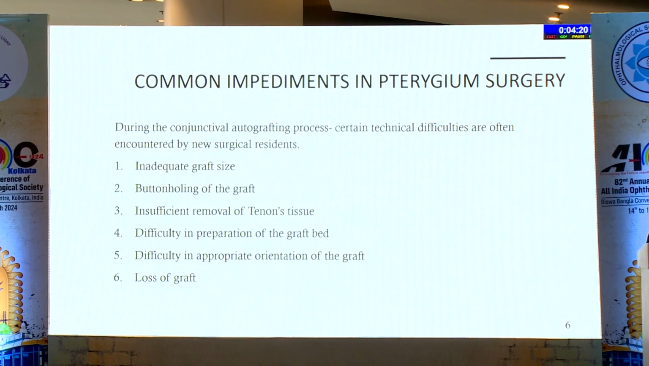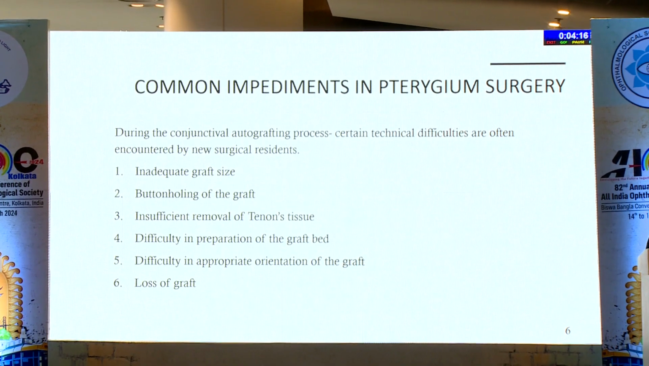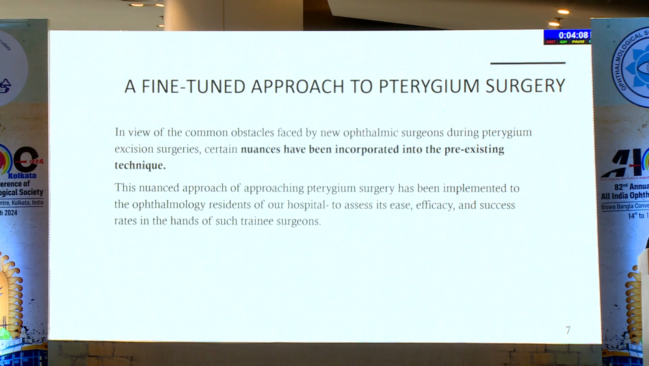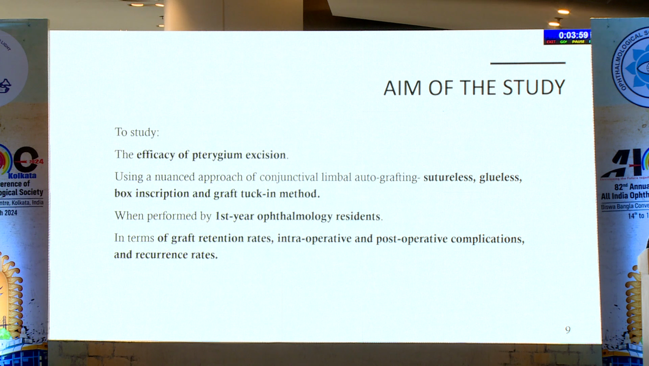So in this technique, there are certain impediments that we face, that is inadequate graft size, buttonholing of the graft, insufficient removal of tenons, difficulty in preparation of the graft bed, difficulty in appropriate orientation of the graft, and loss of the graft. So in order to overcome this, we have added certain nuances to the pre-existing technique, and we have assessed its efficacy in the hands of such training surgeons. So the aim of the study is to assess the efficacy of pterygium excision using a nuanced approach of conjunctival limbal autografting, which is the sutureless, glueless, box inscription and graft tuck-in method when done by first-year surgeons in terms of retention, recurrence, and post-operative complication rates.